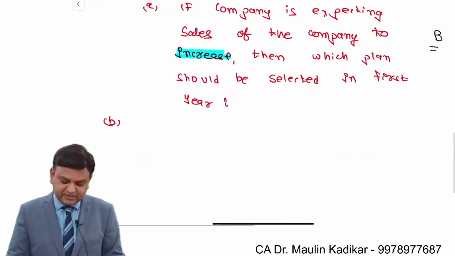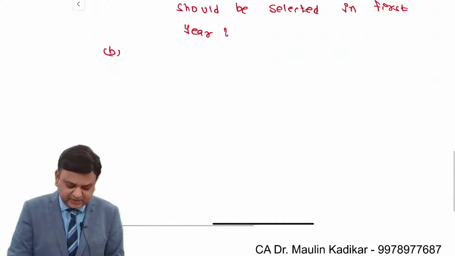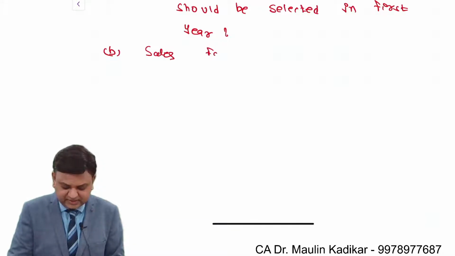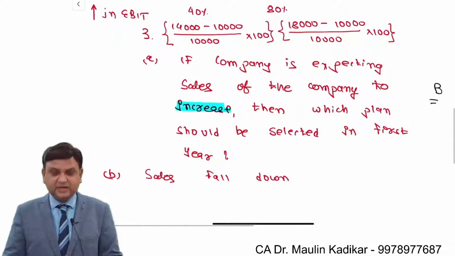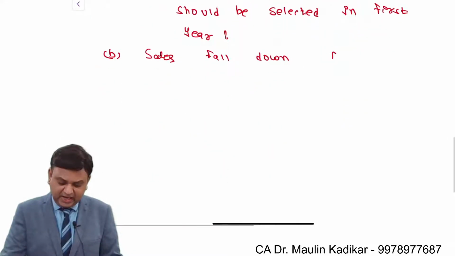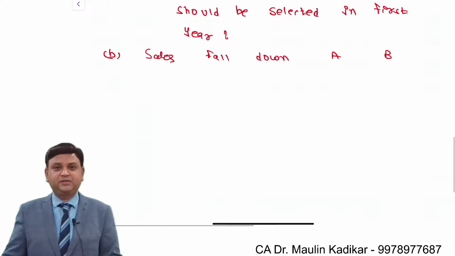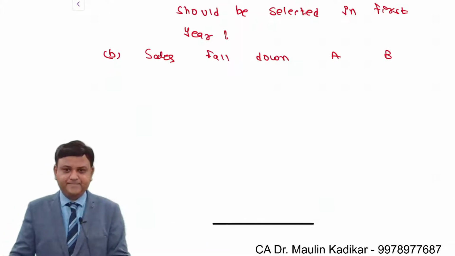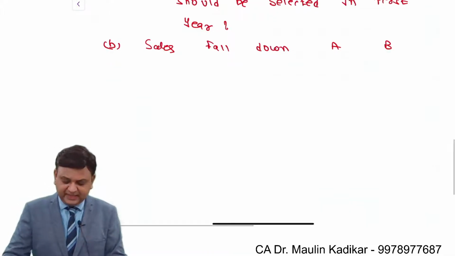In that, my question is, if the company is expecting the sales of the company to fall down in the second year, तो कंपनी को फर्स्ट ईयर में कौन सा प्लान लेना चाहिए, ए या बी? दैट इज माय क्वेश्चन. प्लान ए इज करेक्ट आंसर.